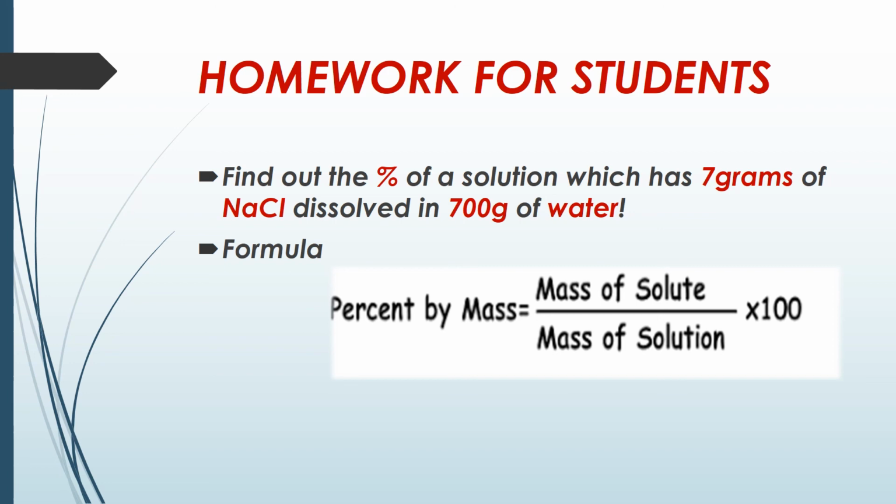Students, it is your homework for all the students. Find the percentage of a solution which has 7 grams of sodium chloride dissolved in 700 grams of water. Here 7 grams of sodium chloride is the amount of solute, and 700 grams of water is the amount of solvent. This is the formula. With the examples given in the previous slides you can solve this question. It should be solved by all students in your rough notebooks, and will be checked in school by your teacher.